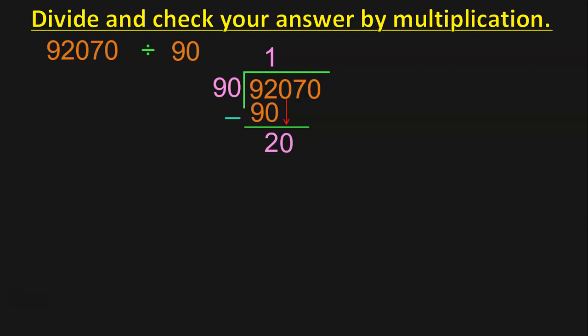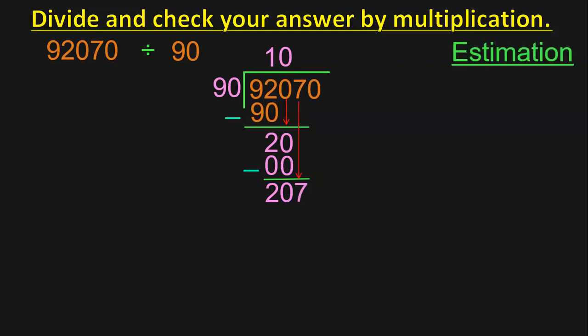But 20 is lesser than 90. What do you do in such cases? You put a 0 in the quotient, and 0 into 90 is going to be 0, and the remainder will be 20. The next step is to take and write down the next digit 7 near the remainder. So you'll have to divide 207 divided by 90 now.